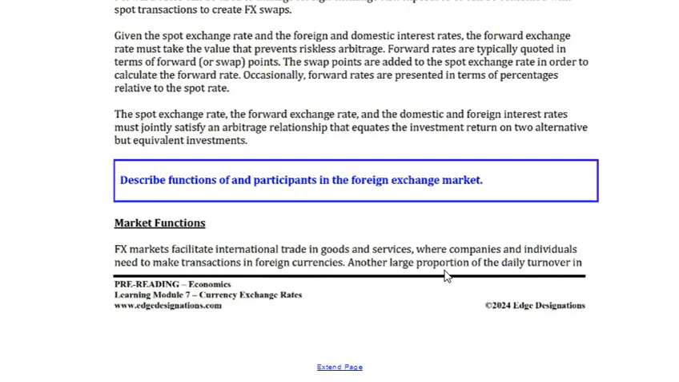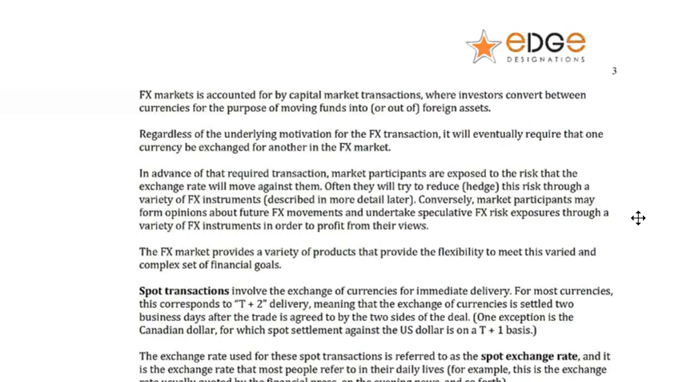Okay, we talk about the different functions and participants in the market. We've got the market functions. The function of a foreign exchange market is to facilitate international trade among different players from different countries for the transfer of goods and services. Okay, another large proportion of the daily turnover in the forex markets is for capital market transactions. What are capital market transactions? Investors convert between currencies as they move their money between different currencies for the purchase and or sale of foreign assets.